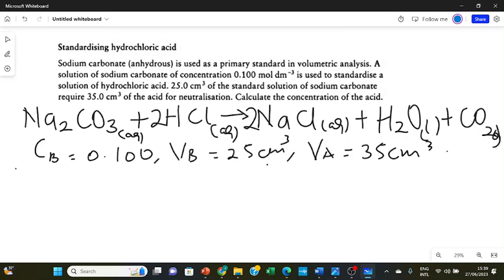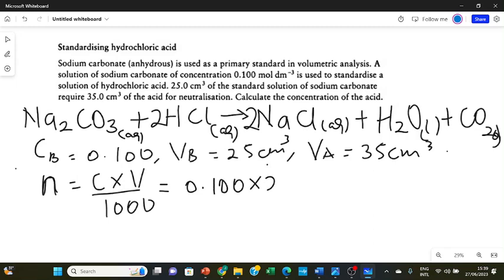So from the values we are given, the first thing we need to do is to calculate what? The number of moles of the base. So number of mole is equal to what? Concentration times volume over what? 1000. So concentration of the base, which is the concentration of sodium carbonate, which is 0.100 times the volume, which is 25 over what? 1000. So it's as simple as ABC.